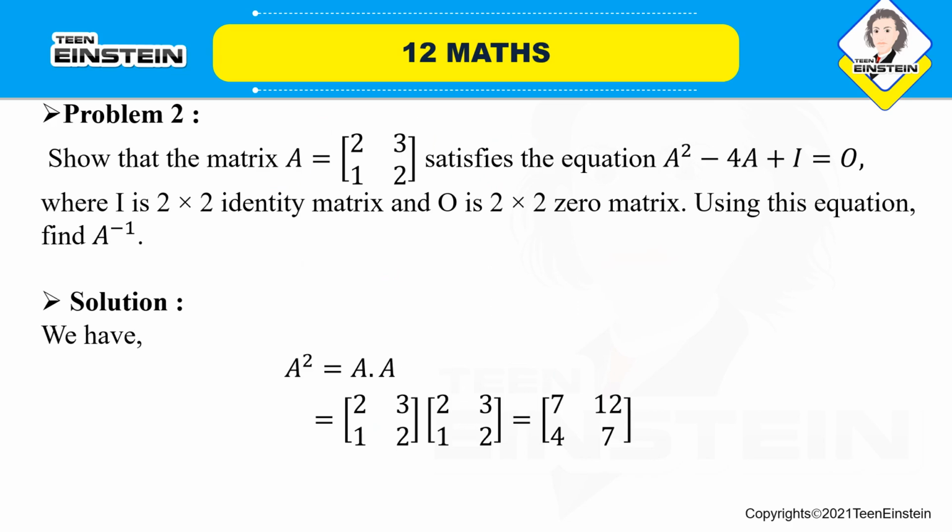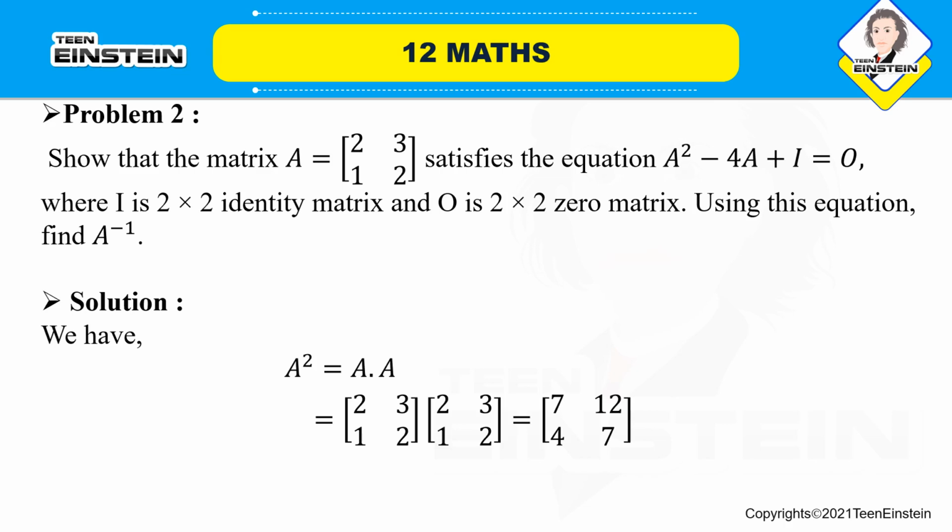So problem 1 is over. Now we move on to problem 2. What is problem 2? Show that the matrix A equal to [2 3; 1 2] satisfies the equation A square minus 4A plus I equal to O. What is O here? O is a zero matrix. What is I here? I is an identity matrix of order 2, because the given matrix is of order 2. So I is also of order 2, and O is also of order 2.